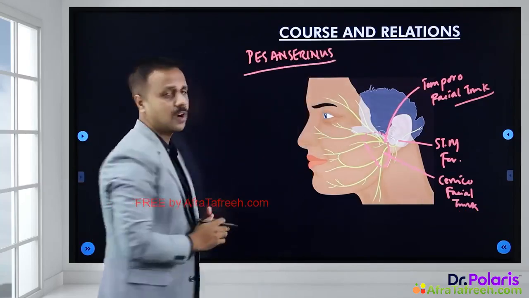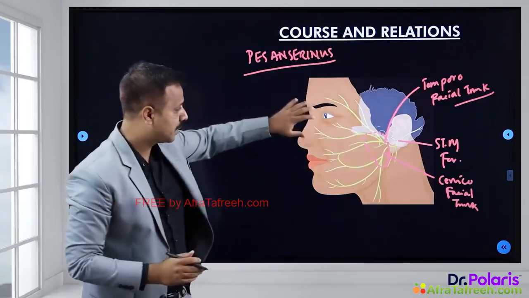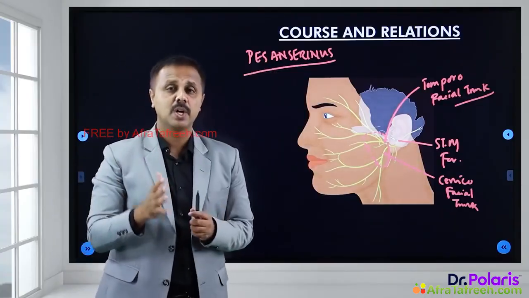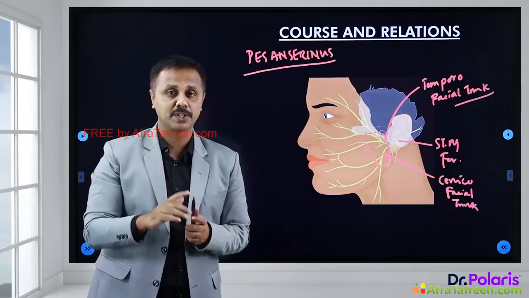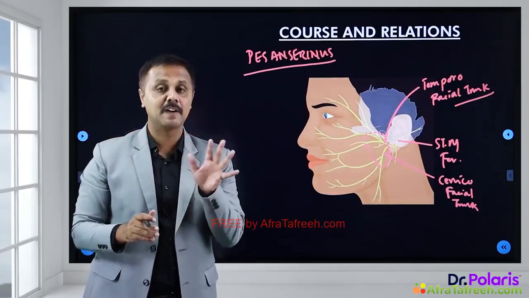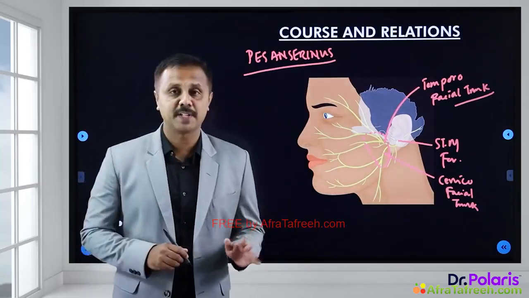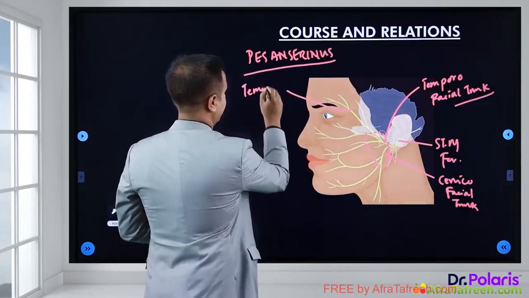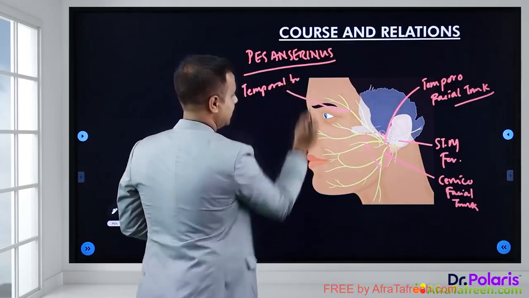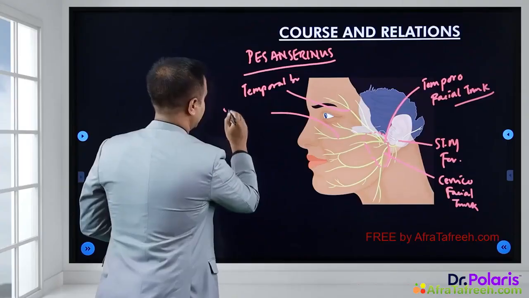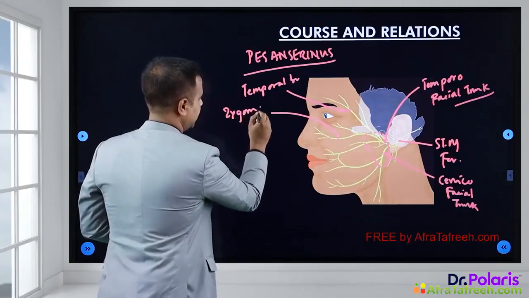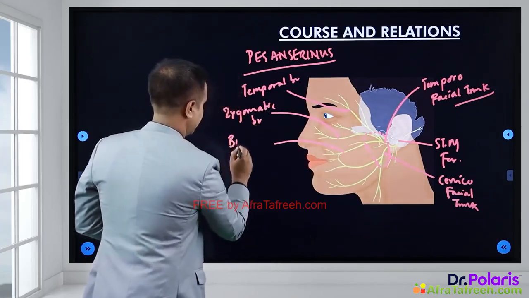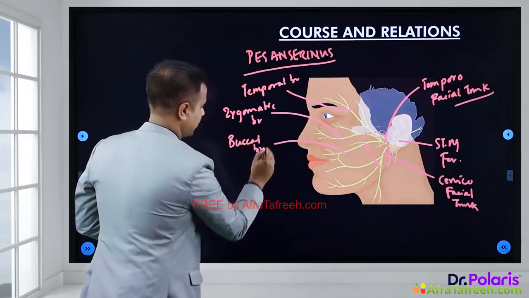Remember, we often use the term 5 terminal branches of the facial nerve, but that is not true. Pes anserinus basically refers to the plexus formed by the branches of the facial nerve, and from this pes anserinus we will have 5 terminal branches. These 5 terminal branches are, this is the temporal branch, right? This is the temporal branch, and then we have the zygomatic branch. This is the zygomatic branch, and then there is a buccal branch. So this is the buccal branch.